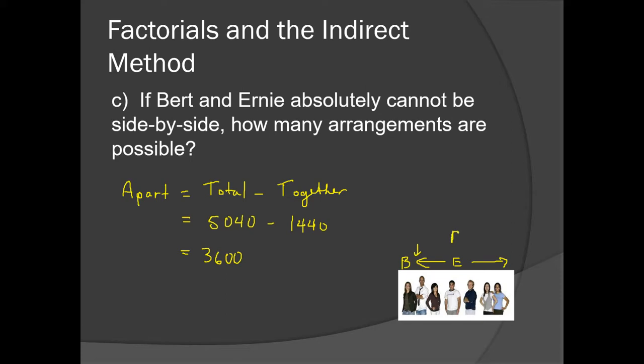But if Bert was in the middle, well, now you've got 2 spots that Ernie can't be, and how many ways can you arrange them on either side? There's a lot of cases, and it gets complicated. One way to make it less complicated is to use the indirect method. So please make the indirect method part of your math toolbox for solving counting problems.